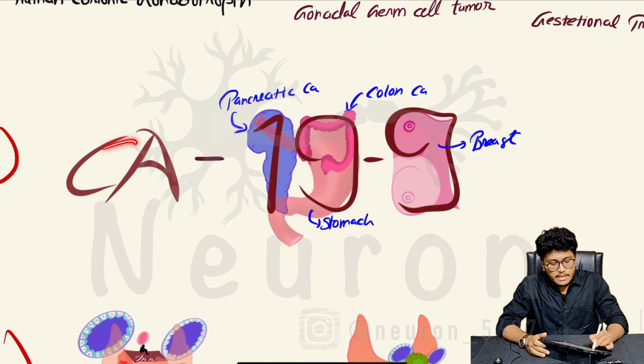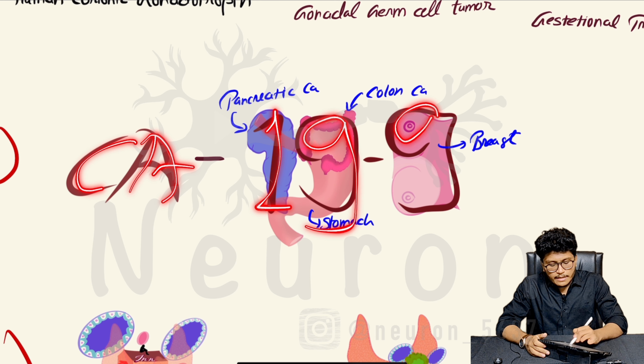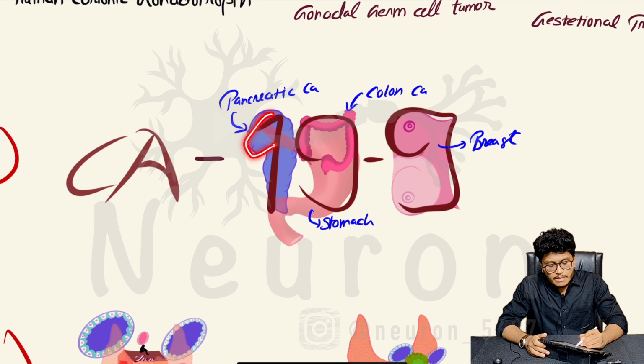Okay. Now let's move to the next tumor marker. This is CA199. Okay. Now from 1, you can remember pancreas because the pancreas shape is just like 1. So in pancreatic cancer, the tumor marker will be CA199.